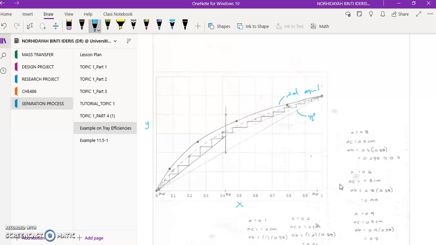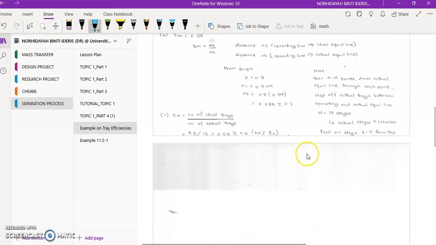Alright, here is the q line. Because the feed is a saturated liquid feed, you just plot a straight vertical line at xF, which is equal to 0.42. Also, this one is the operating line, combining the enriching line and also the stripping line. So right now we want to focus on question B.